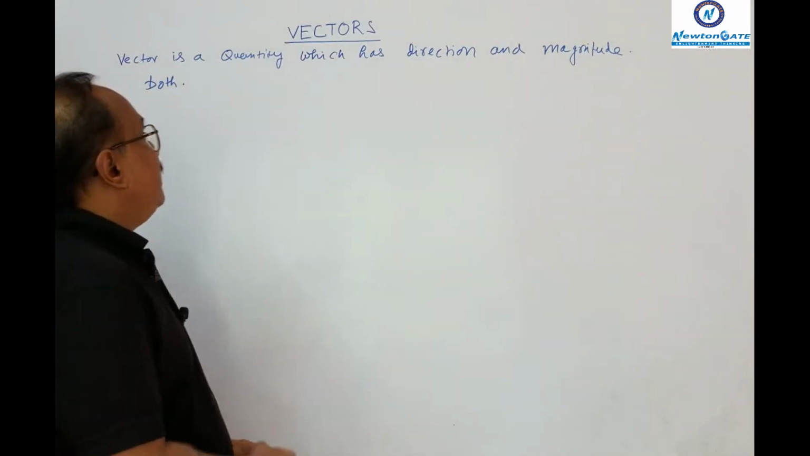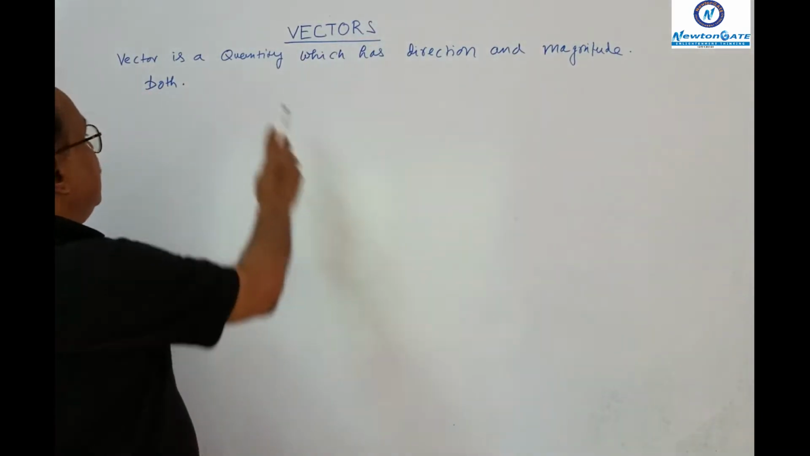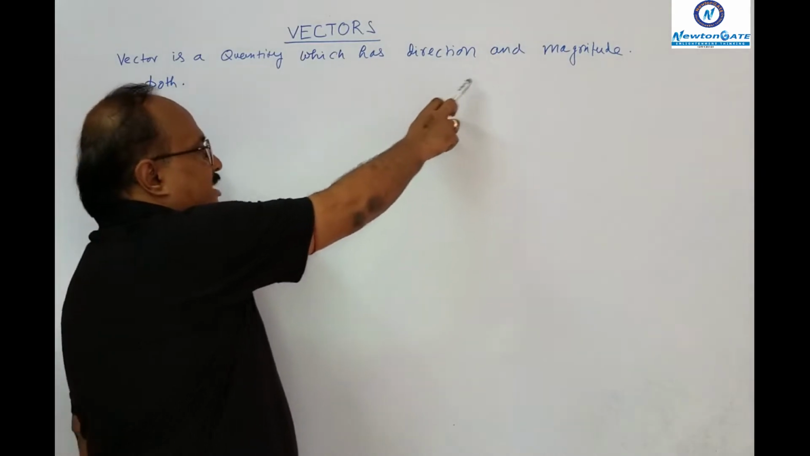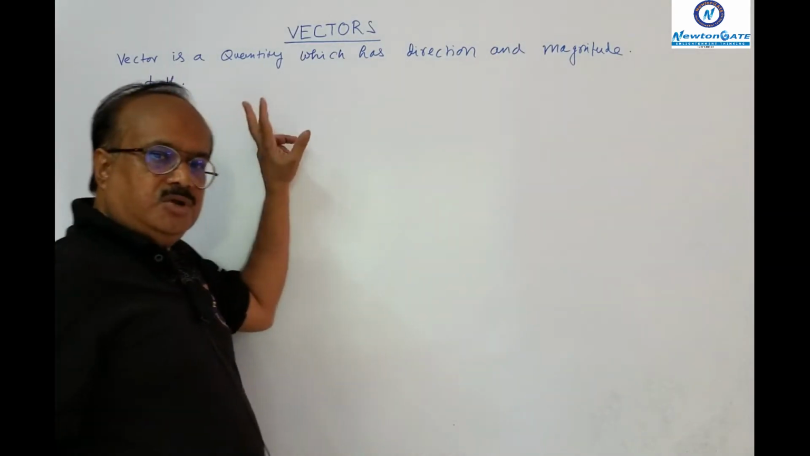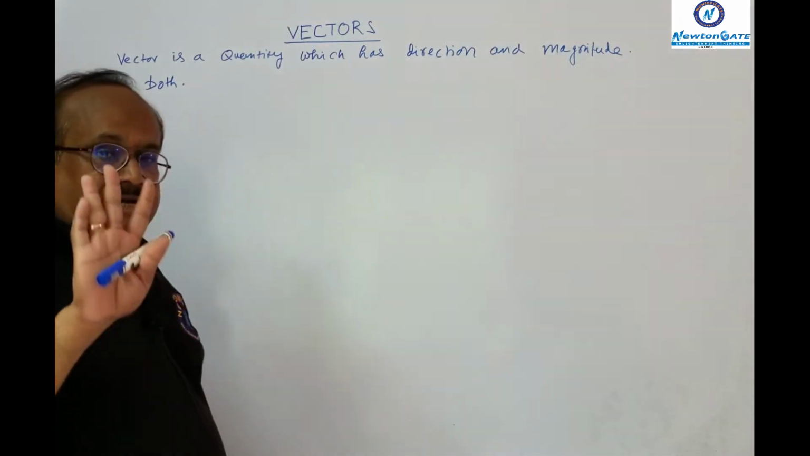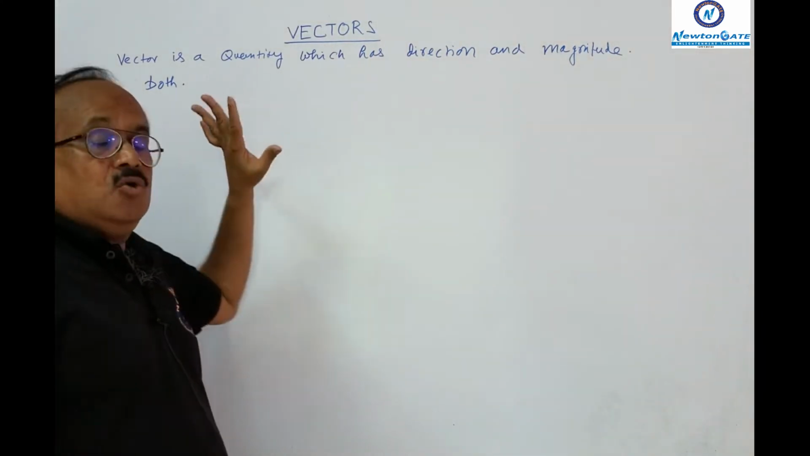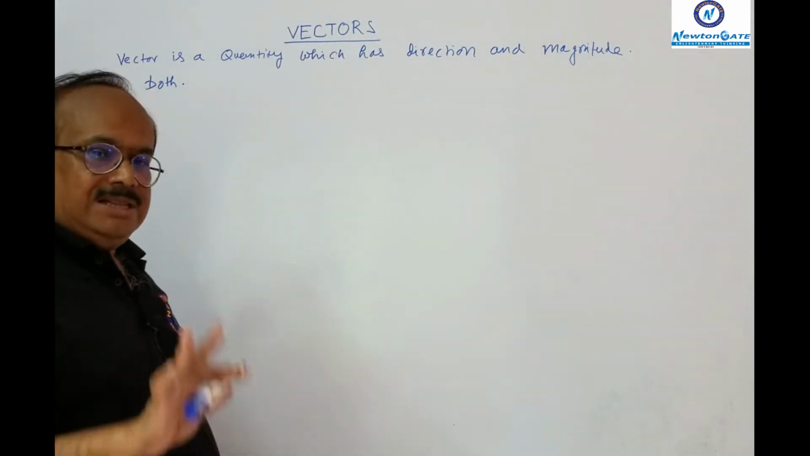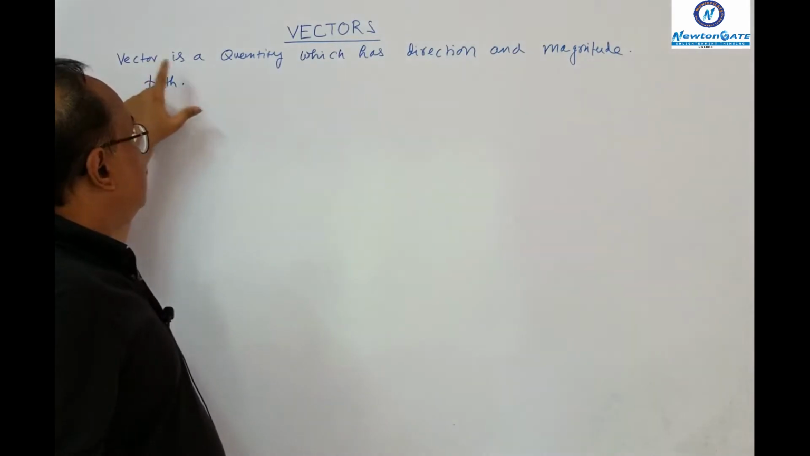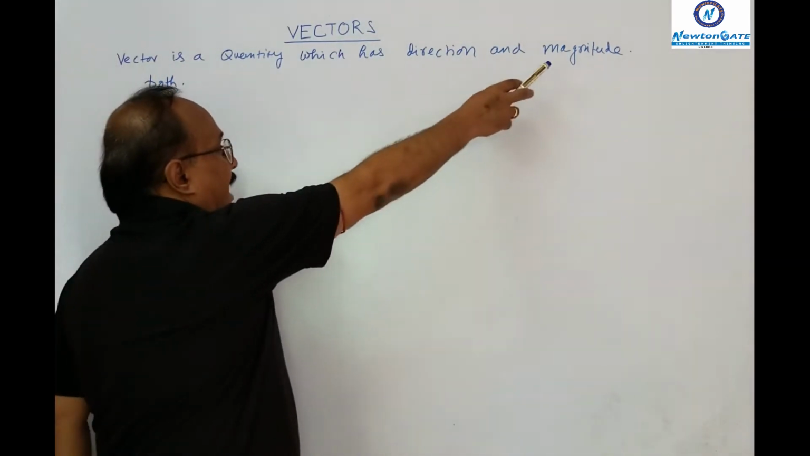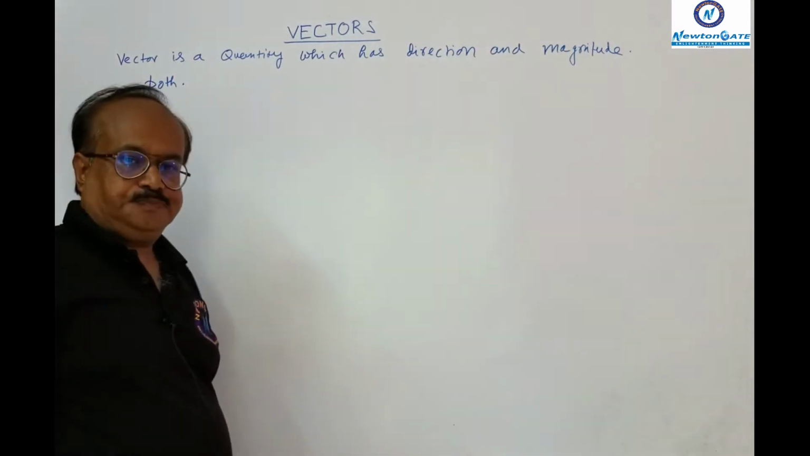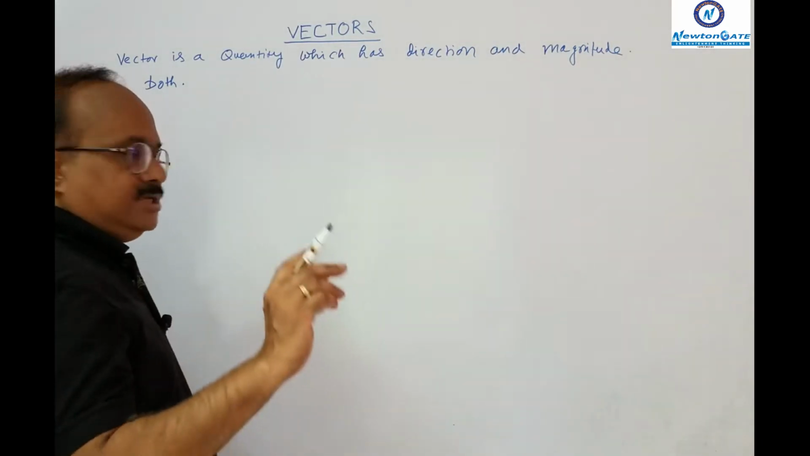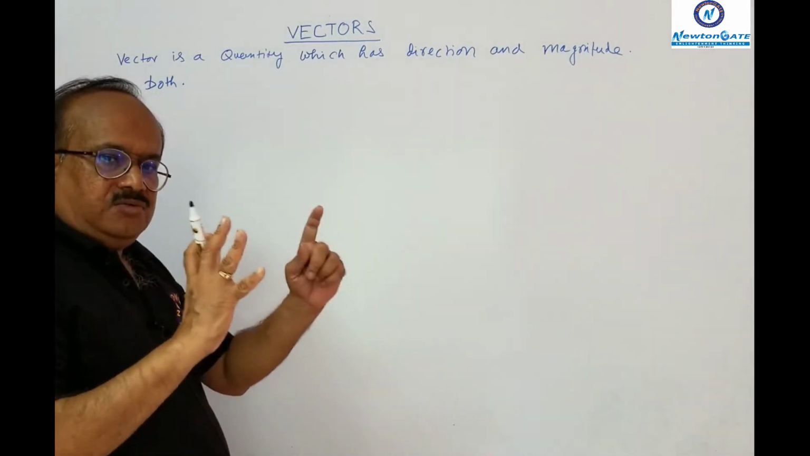Now what is a vector? First of all, the vector is a quantity which has direction. First of all, you should know that vector is a quantity. Later on I'll tell you that vector is a quantity as well as an object. First of all, you see, vector is a quantity which has a direction and magnitude both. So let's try to understand what is a vector.